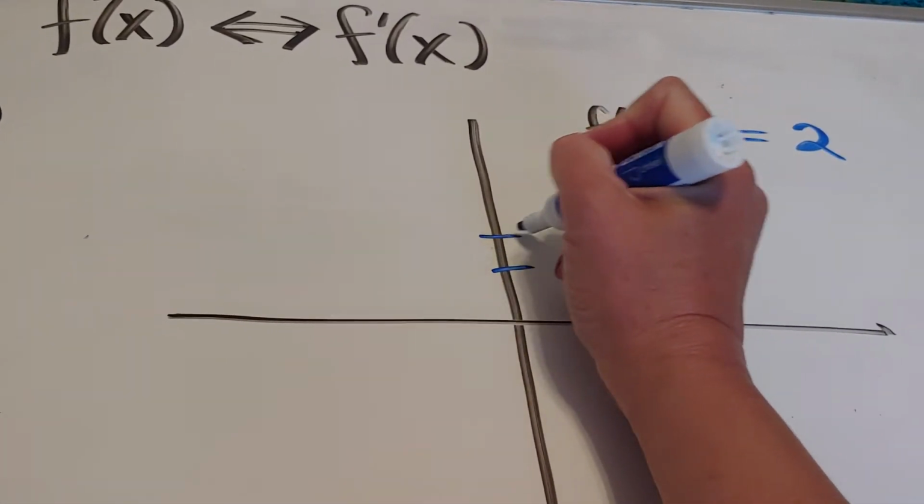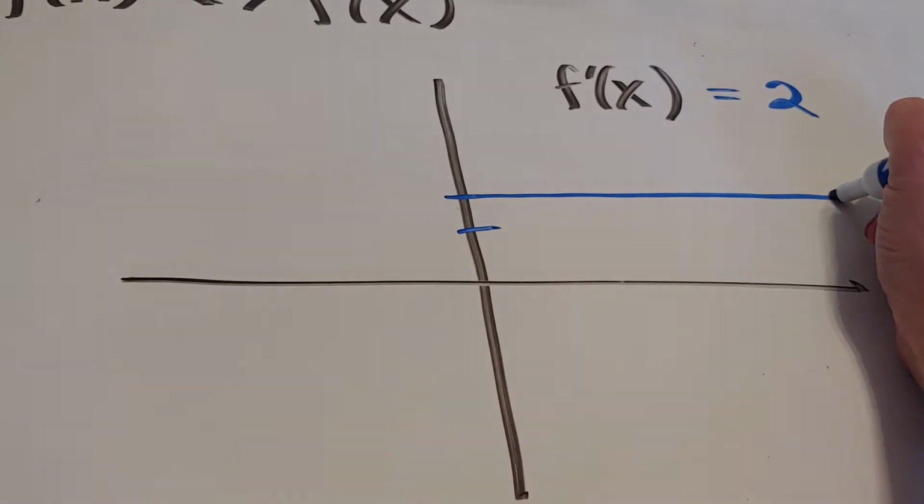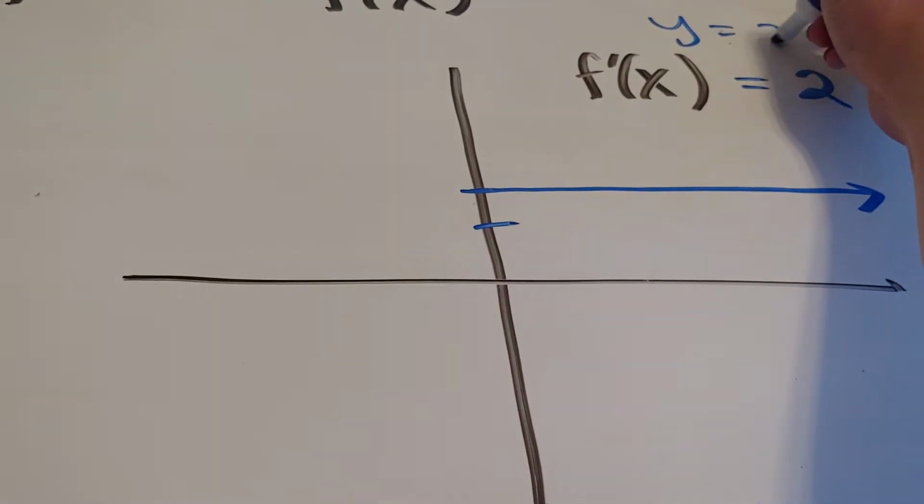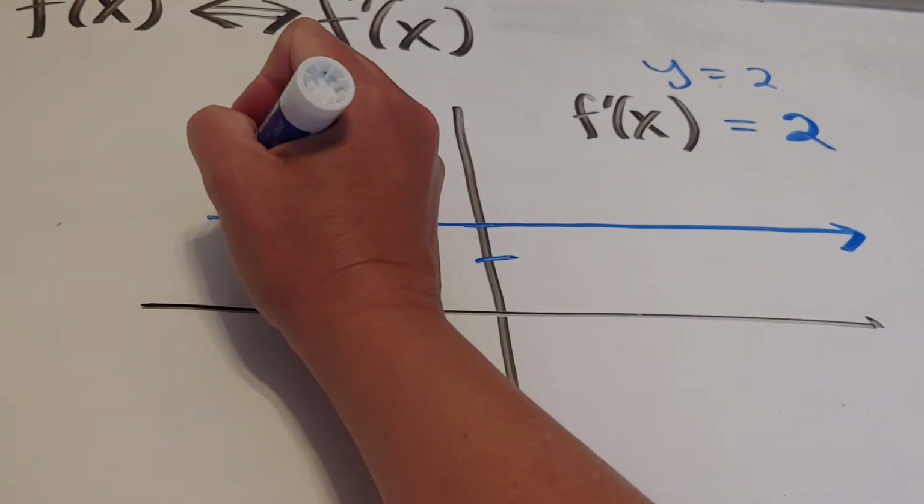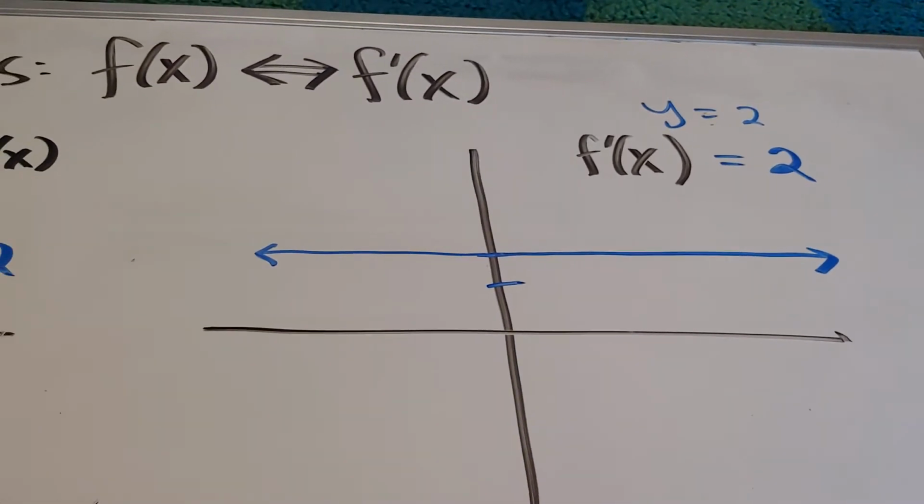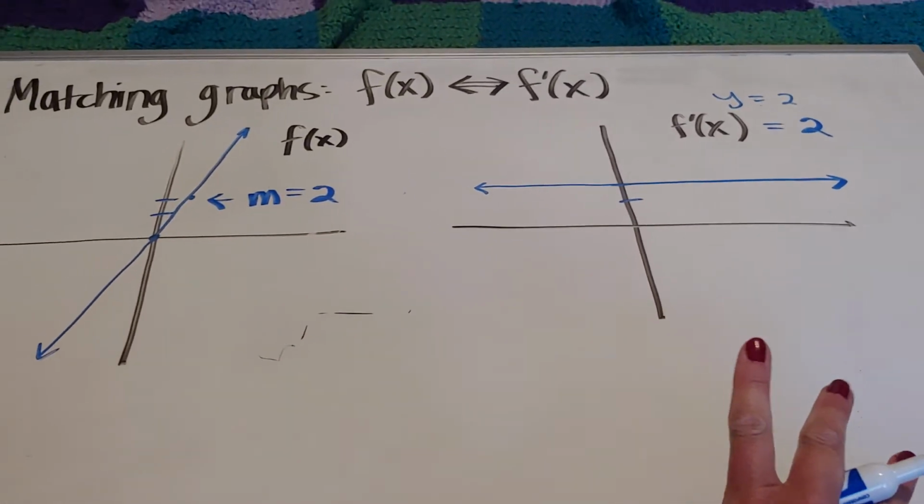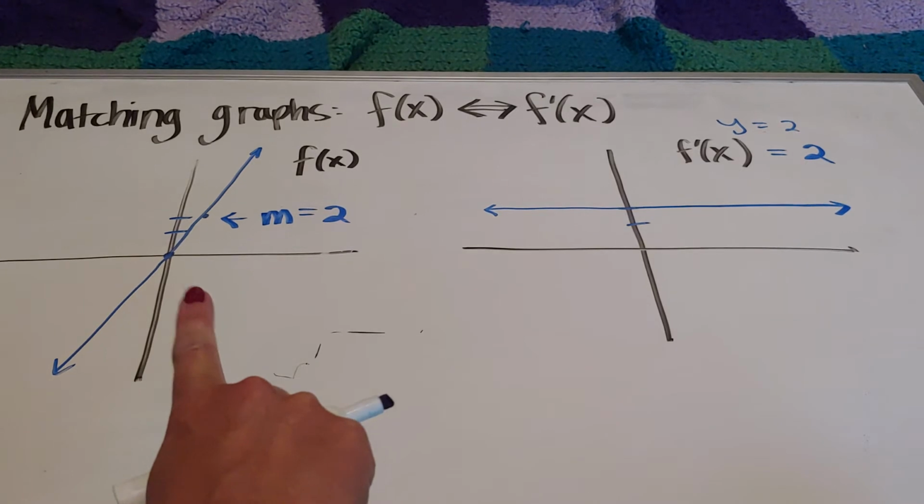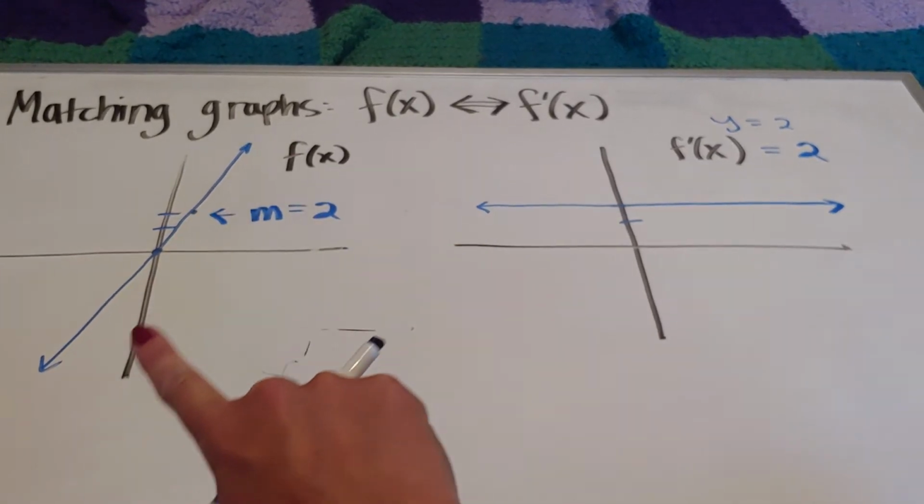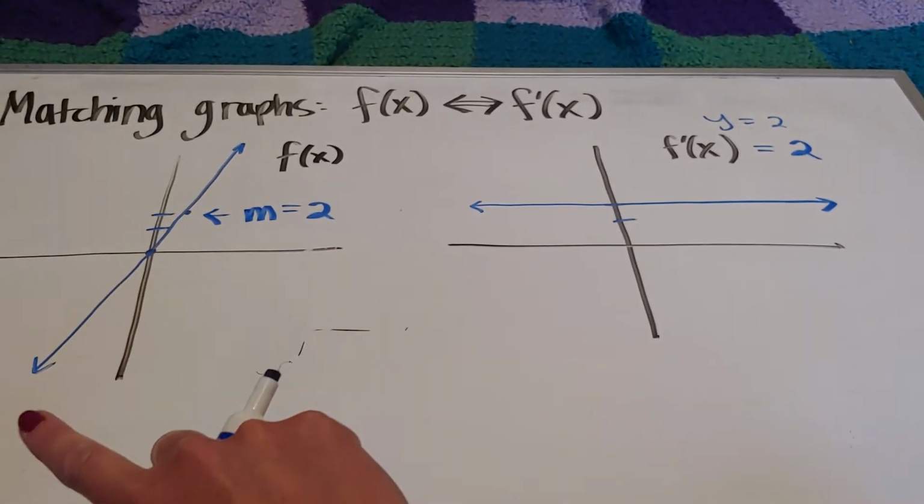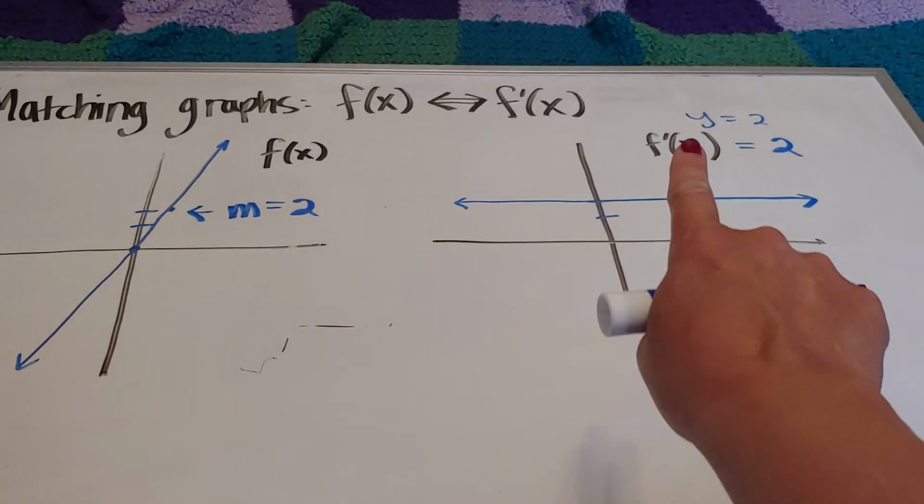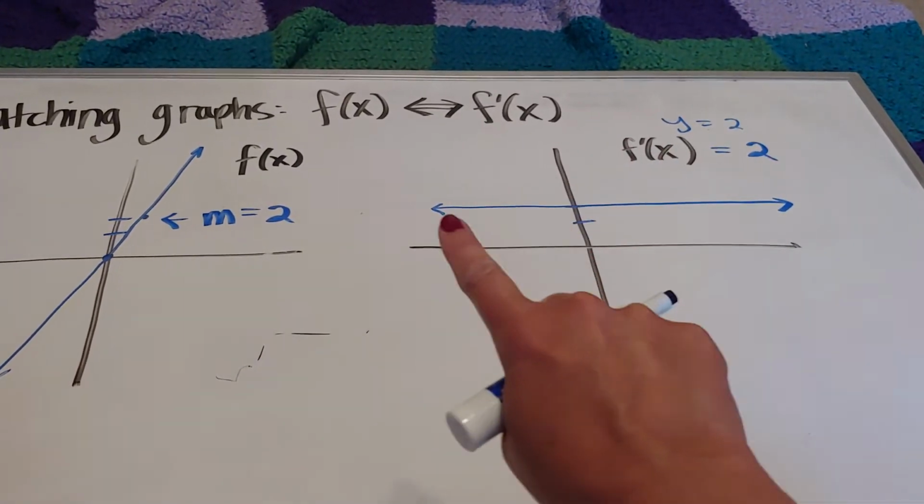So that means that if you want to graph the function y equals 2, there we have it. Let me go ahead and pan out a little bit. So that's the original function. It has a constant slope of 2. So the derivative will have a constant value of 2, so y equals 2.